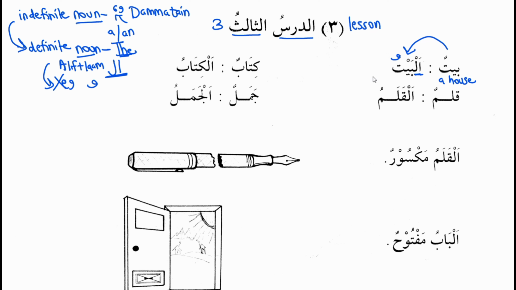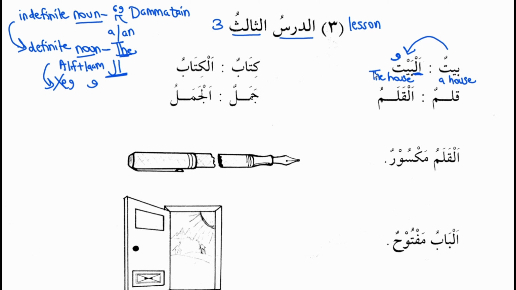Okay, so we'll do two things in order to make any indefinite noun definite. We will add alif lam before the noun, and then we will add one dhamma on top of the noun. So this baitun, a house, will become al baitu, meaning the house. Baitun, a house, al baitu, the house.